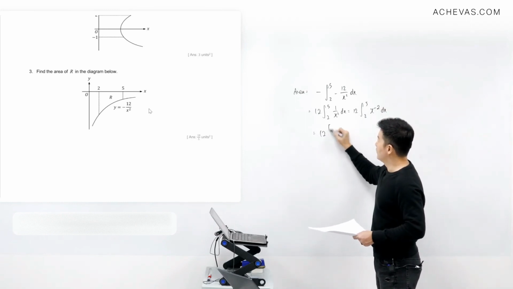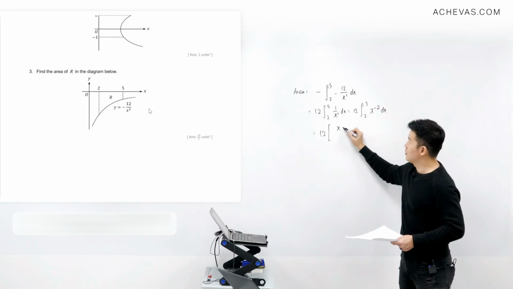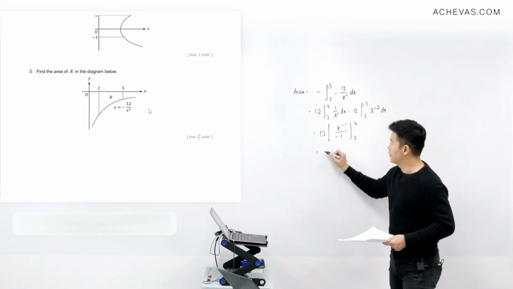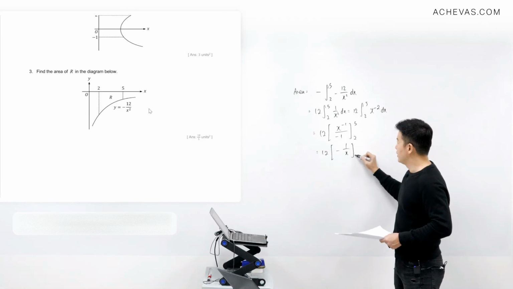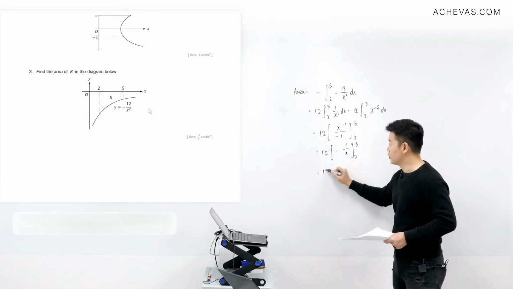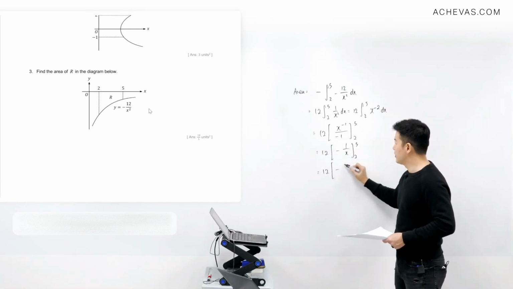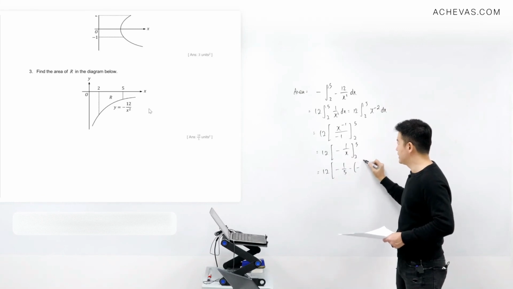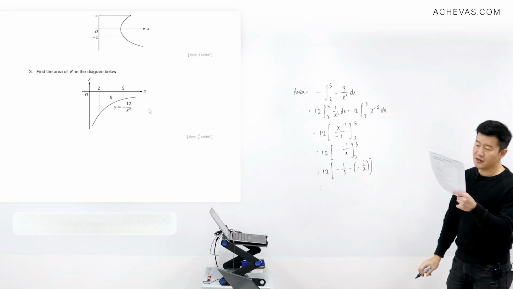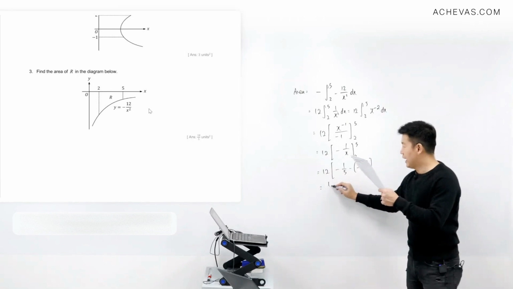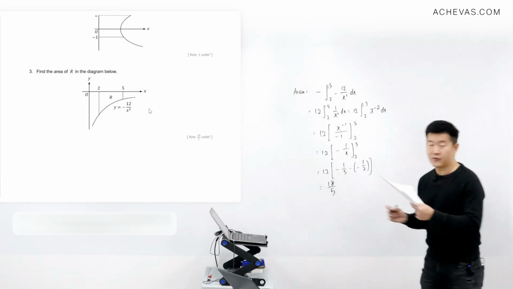So this will be 12. Integrating this, it is going to be x to the power of minus 2 plus 1, which is minus 1 divided by minus 1, from 2 to 5. So we have a 12, and this is minus 1 over x from 2 to 5. So we have a 12, and it is going to be minus 1 over 5 minus 1 over 2. So my final answer here is going to be equal to 18 over 5.